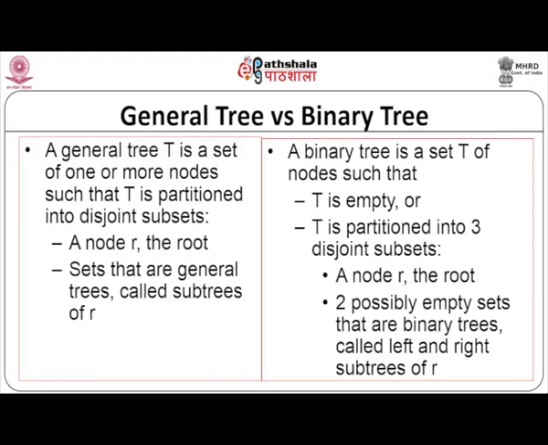A binary tree is a set T, which is again of nodes. T can be empty, or T is partitioned into three disjoint subsets. One is a specifically designated node called the root R, and two possibly empty sets that are binary trees, which are called the left and right subtree of R. So, a binary tree will have a root, a left subtree and a right subtree. It is not necessary that every subtree should have nodes, but it is defined that way.